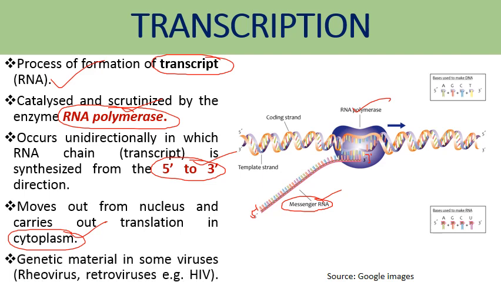Genetic material in some viruses. This RNA acts as genetic material in some viruses, like we have Rheovirus. Rheoviruses contain double-stranded RNA, then retroviruses like HIV. So these all viruses contain RNA as their genetic material.